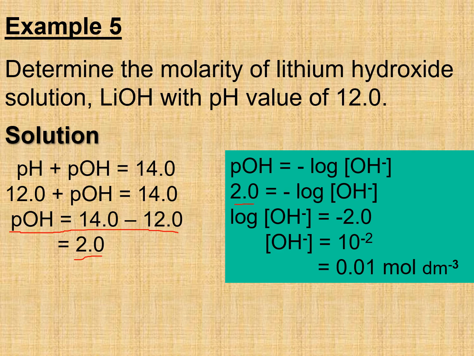Okay, and again rearrange everything. No, just put the negative here in front of 2, because we would like to have only the concentration of OH minus. So the log is transferred to the right side, and it will become 10 power of minus 2. Where did I get minus 2? It is from the previous calculation. And the concentration of OH minus is 0.01 mole per dm cube.